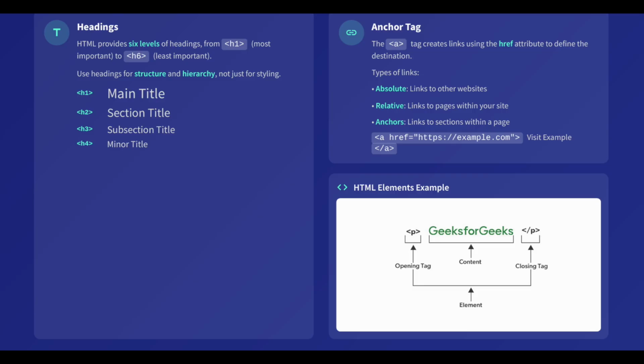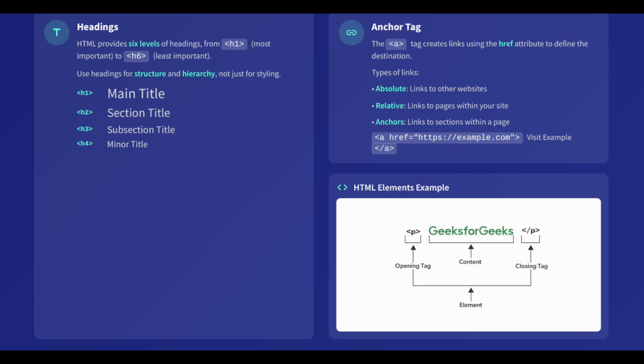Then there is another tag, the anchor tag. This tag is used to create links. We use the href attribute to define the destination URL. We can link to other websites, like absolute links to other pages or our own websites. It totally depends on us.